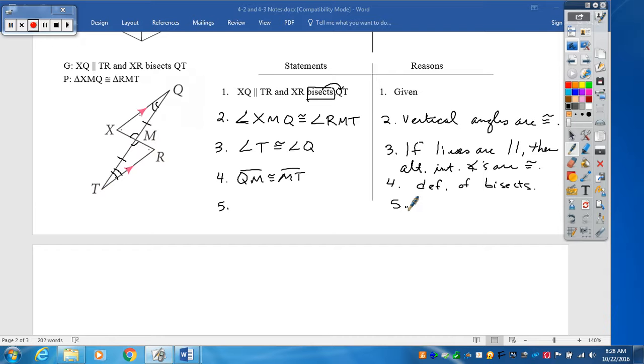And now as I look up there, I've got congruent triangles. Hallelujah. So I have triangle XMQ is congruent to triangle RMT by angle, side, angle, or ASA, as a lot of students would like to say. Okay? All right, so I hope that was understandable.